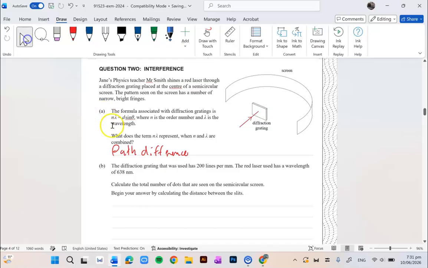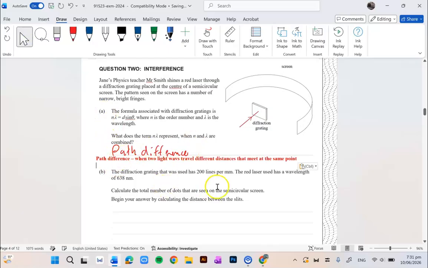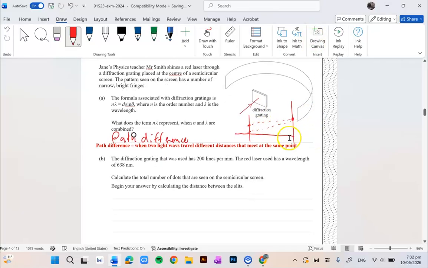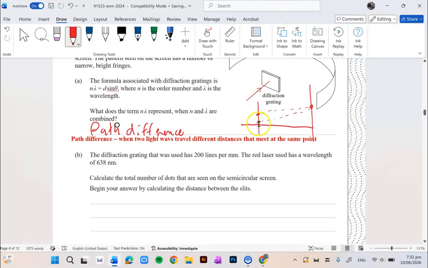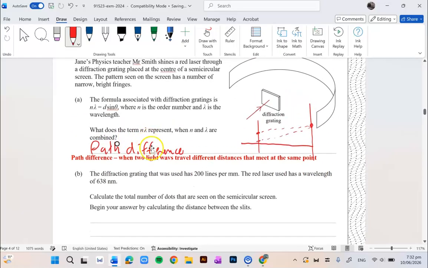Now, I have a quick statement on what the path difference actually is, so you sort of understand it, and I can sketch it out for you. Say your slits are here, for example. You've got your screen over here, and they both meet at the same point. So one's going to travel to here, the other one's going to travel here. Now they are not the same distance away, so they will travel different distances that meet at the same point. That is what the path difference is.